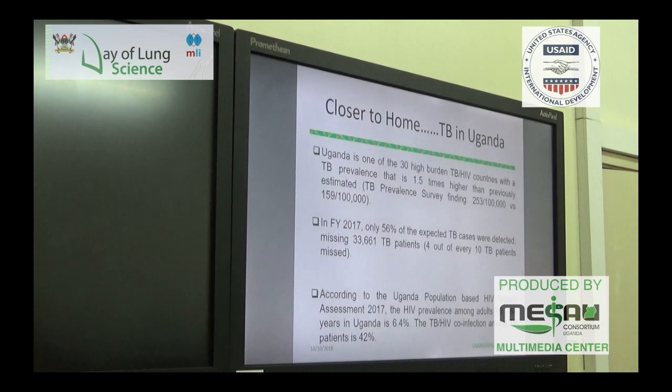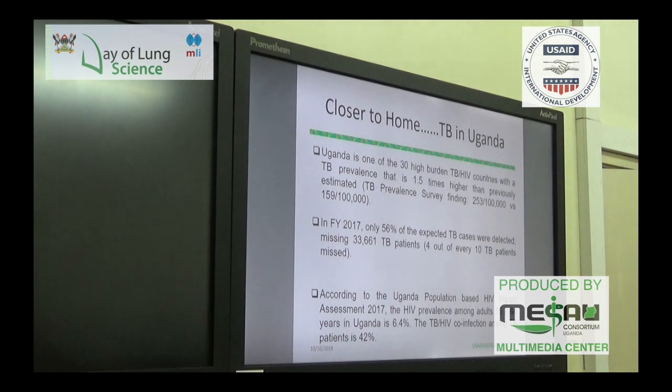Again, closer to home, Uganda is one of the 30 high-burden TB countries. We have a prevalence that is 1.5 times higher than previously estimated. The prevalence survey showed that we were actually missing more cases. In 2017, we only found 56% of the cases that we expected to find, so we missed about 33,000 TB patients.